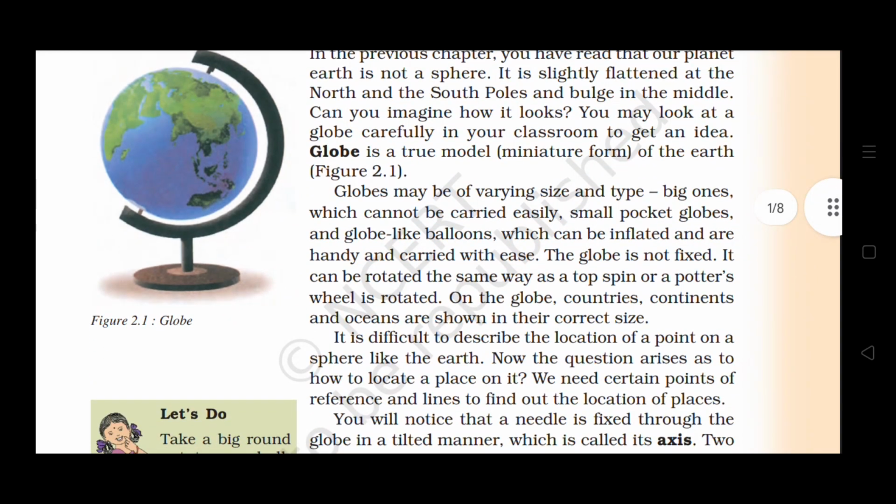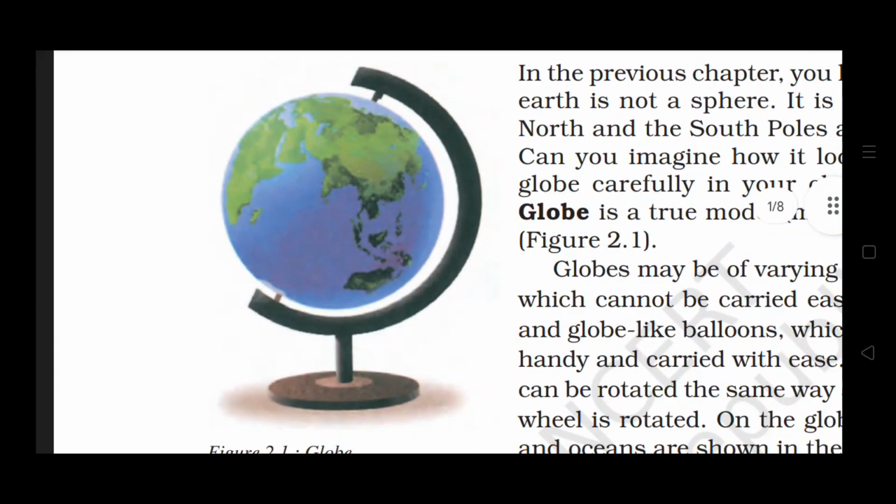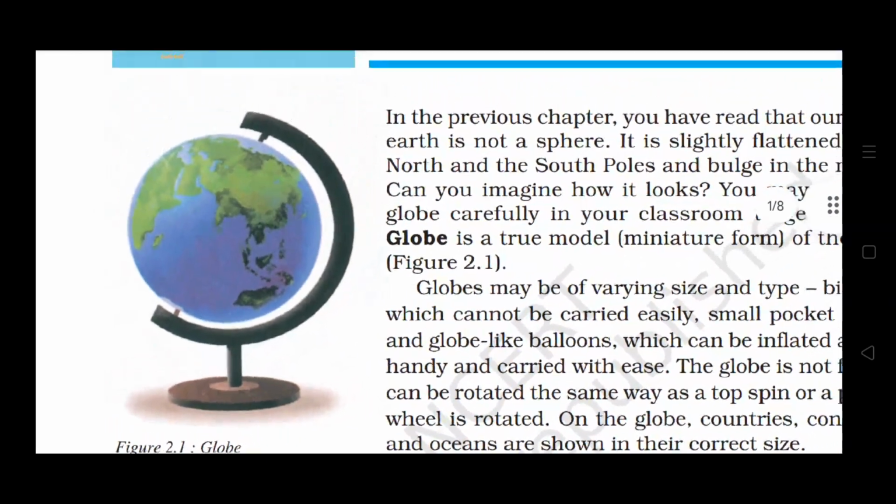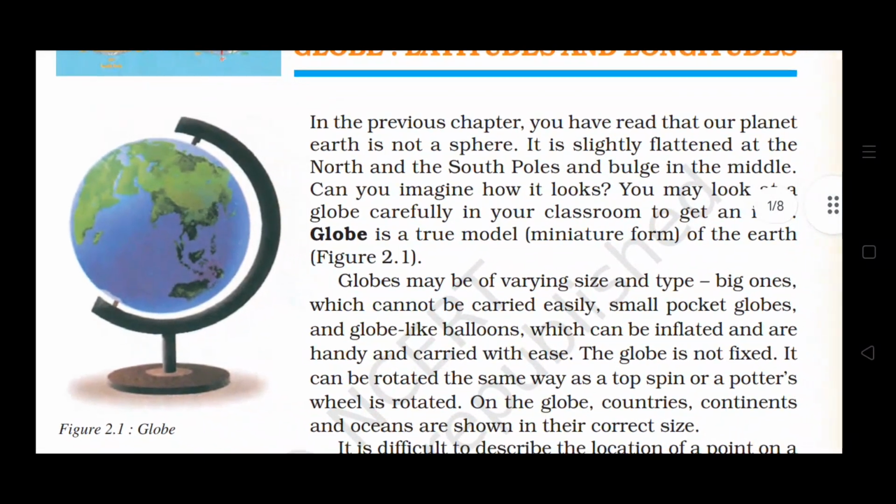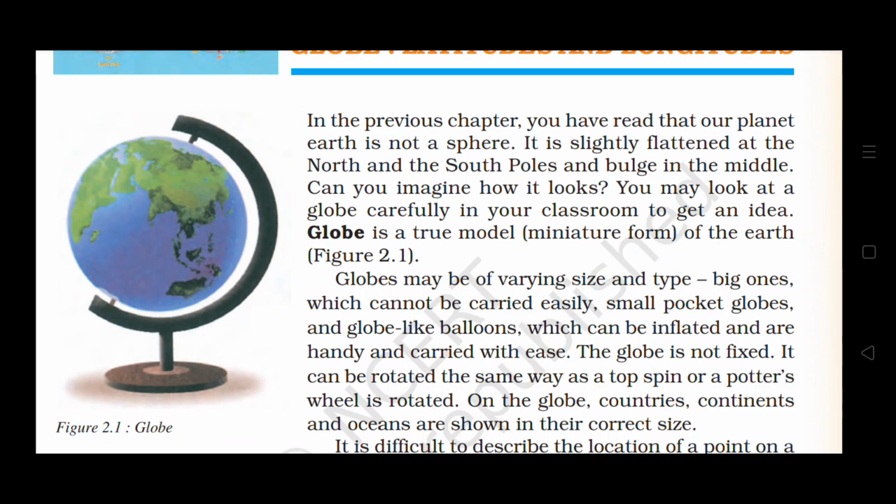Can you imagine how it works? You may look at a globe carefully in your classroom to get an idea. They are asking you to look at a globe to understand the shape of the earth. A globe is a true model of the earth. If you notice here, children, this is exactly a globe. A globe is a true model, meaning it's not exactly earth, but it could be considered a figure or model which resembles earth's structure.